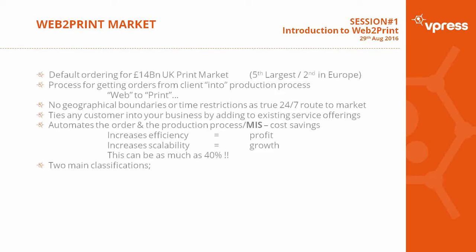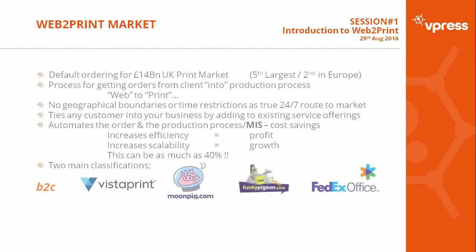Web2Print automates the order and production process directly into any MIS, MIS being Management Information System, to achieve cost savings. What it does also, in addition to this, is it increases efficiency, which equals profit, and it increases scalability, which equals growth. This can be as much as 40% on print jobs coming through. So any print job that you're touching, that's coming into your business, that you're touching from one stage to another before it gets to production, that's profit. You're losing profit on that job that's coming through, and it can't really be said any more direct than that.